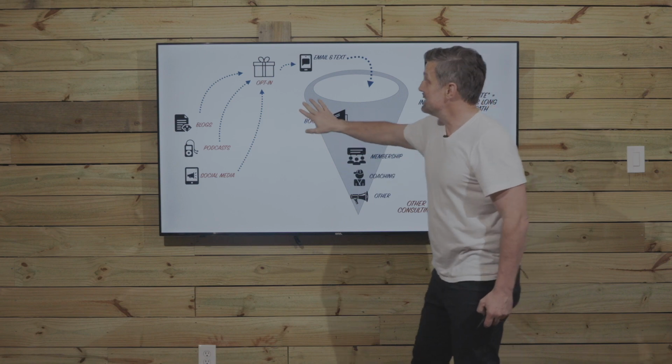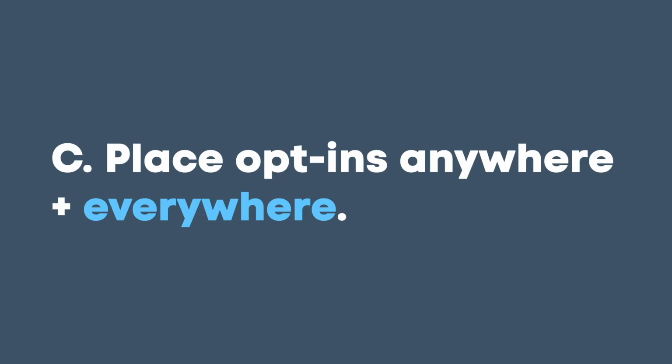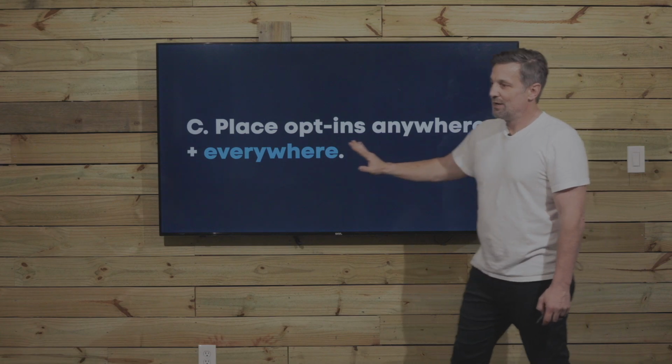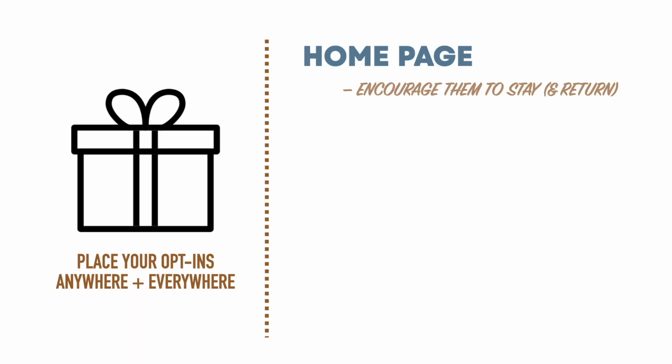I would tell you this, you should place these opt-ins anywhere and everywhere that you can place them. So let's talk about what anywhere and everywhere looks like. You should always have an opt-in on your homepage. So that might change. Generally, I'll change the opt-in on my homepage once a month. I generally track the opt-in to go with whatever's featured on the blog or on the podcast. So on the homepage, you're going to encourage the person to stay and then return by using this opt-in.